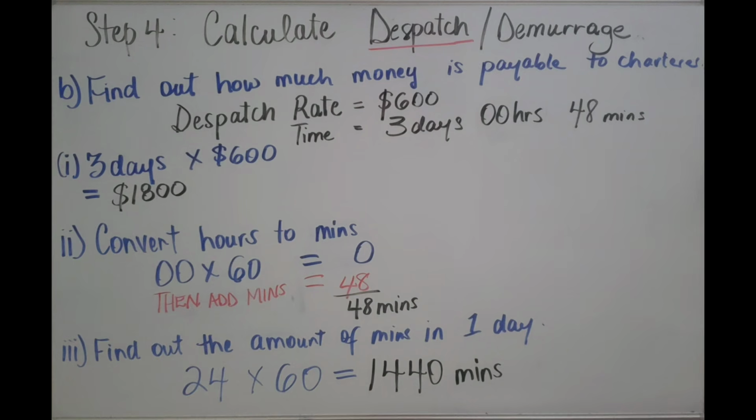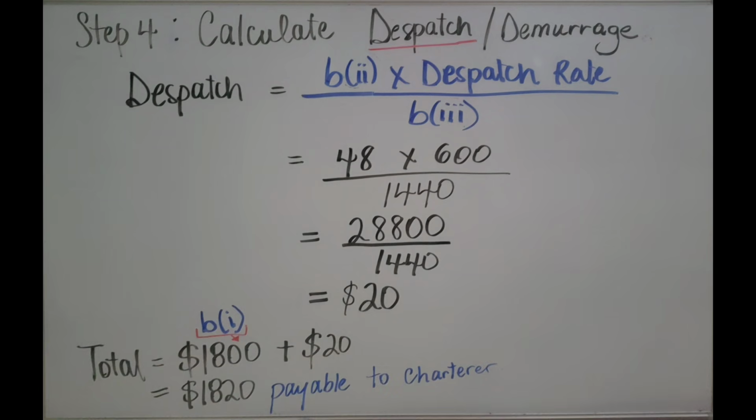For number 3, we have to find out the number of minutes in one day. We do so by saying 24 hours in a day multiplied by 60 minutes in 1 hour, so 24 times 60 is 1440. The reason for doing this is that we have converted our hours to minutes, so we have to work out our answer in minutes. So 24 multiplied by 60 is 1440 minutes.